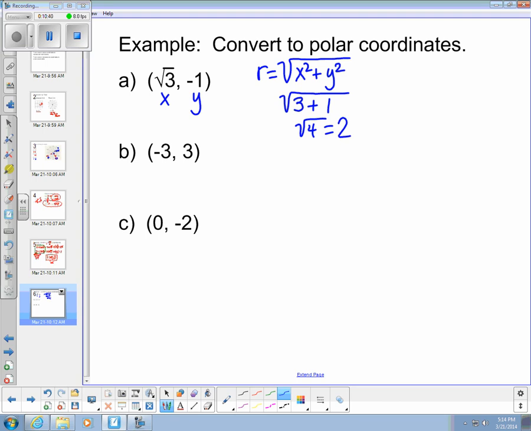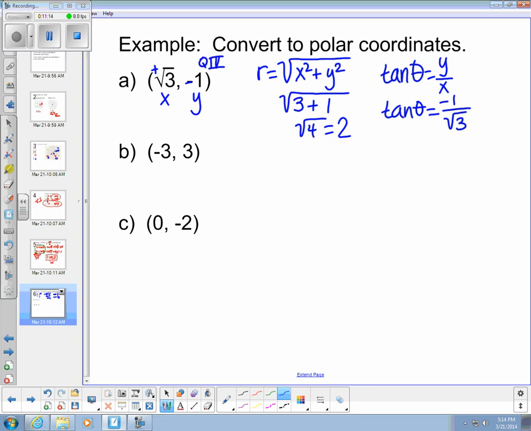To find theta, I have to use the formula tangent theta equals y over x. So tangent theta equals negative 1 over square root of 3. Now the negative, don't worry too much about. What you need to look at is your point and see what quadrant you're in. So if I have a positive and a negative, then I am in quadrant 4. So I need an angle from quadrant 4.